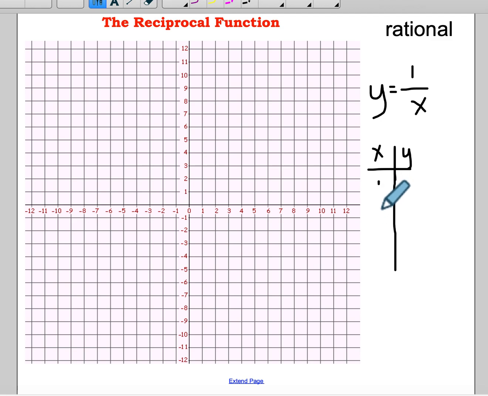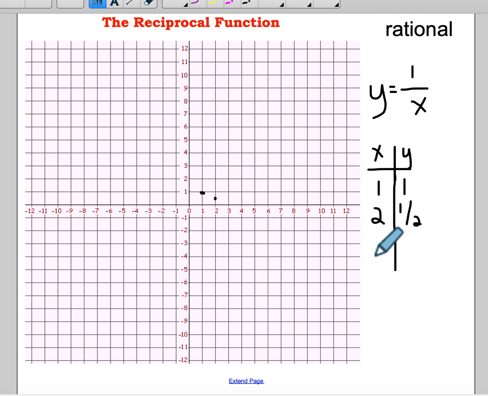But I could plug in 1, right? So if I plug in 1 for x, 1 divided by 1 gives me 1. So I'm going to plot that point. I can plug in 2 for x, right? 1 divided by 2 is 1 half. It's 0.5 or 1 half. So if I plug in 2, I'm going to get 1 half. And I can plug in 3 and get 1/3, 4 and 1/4. It's going to keep getting smaller here.